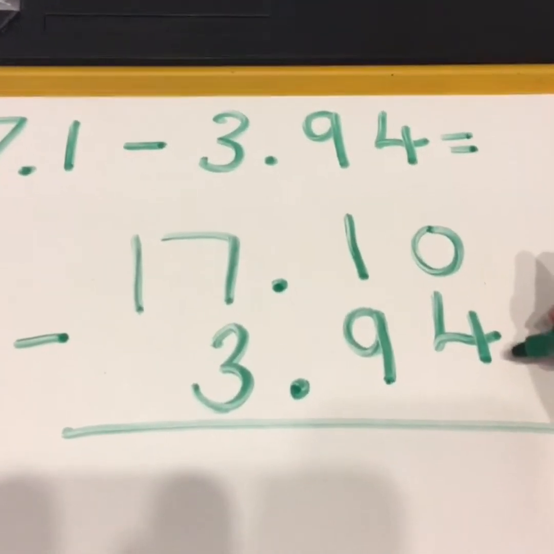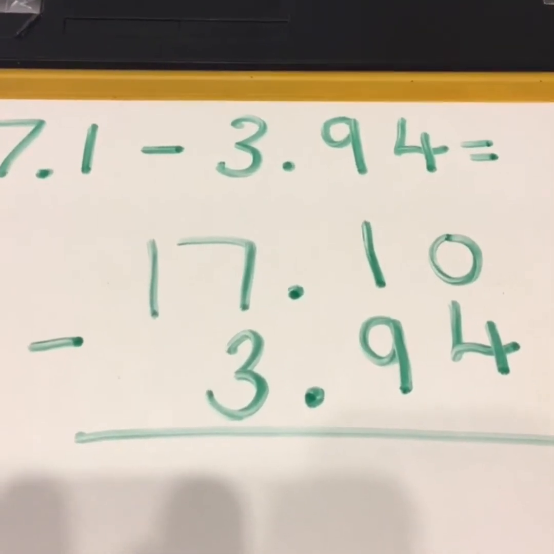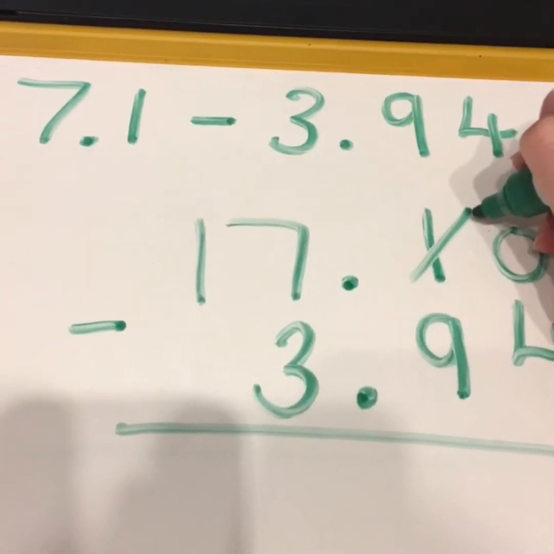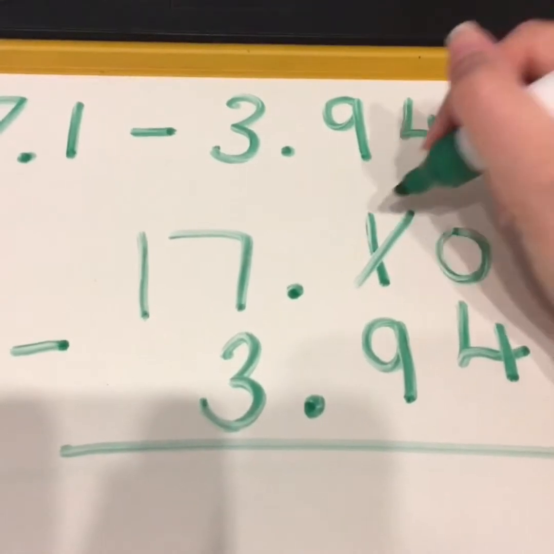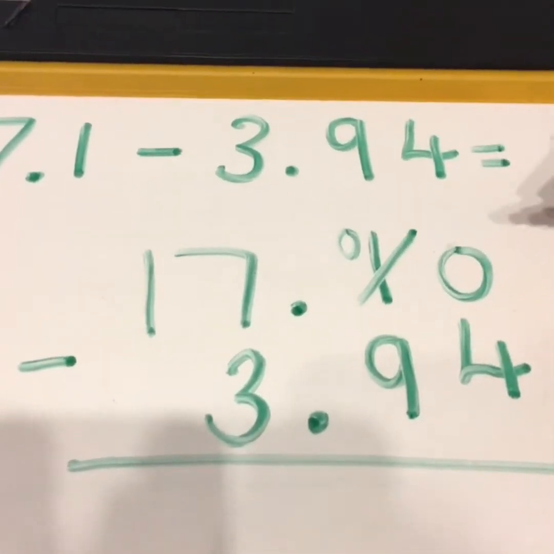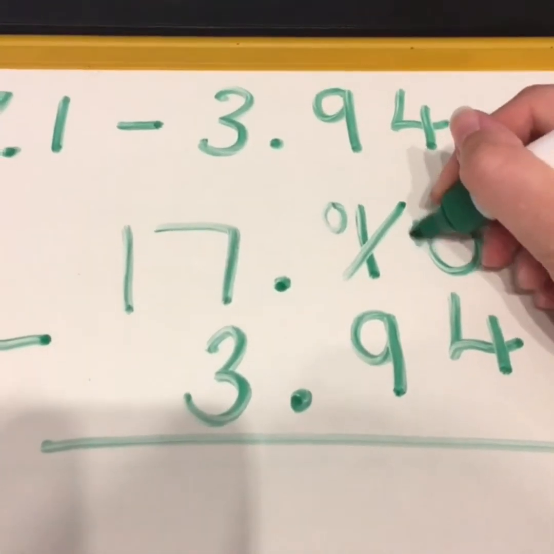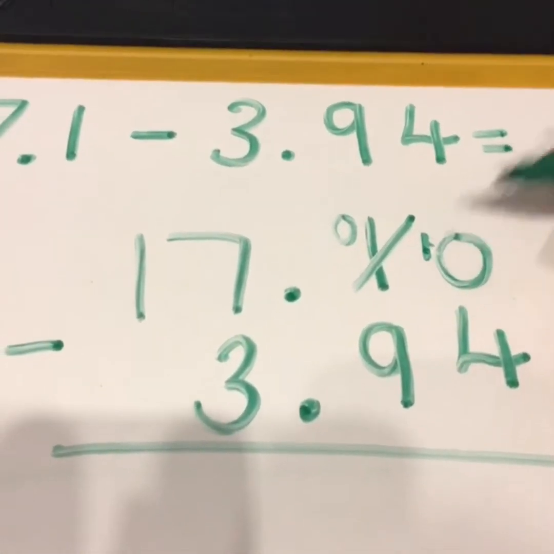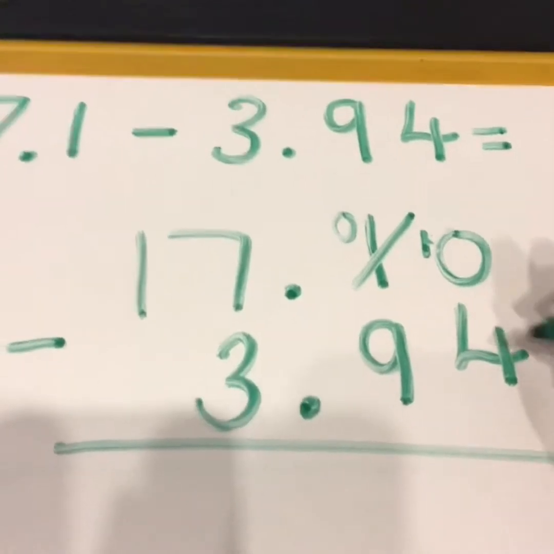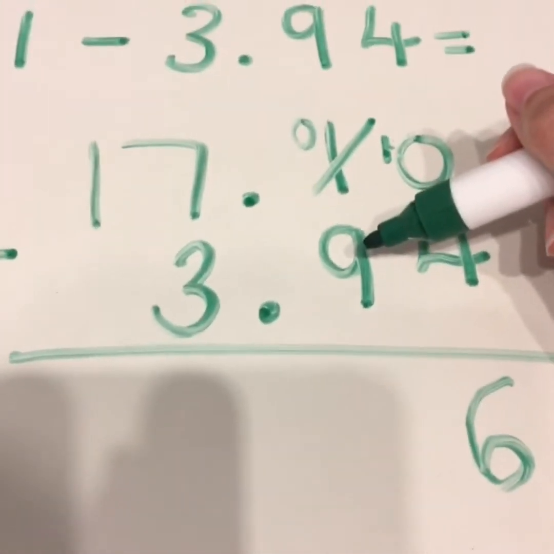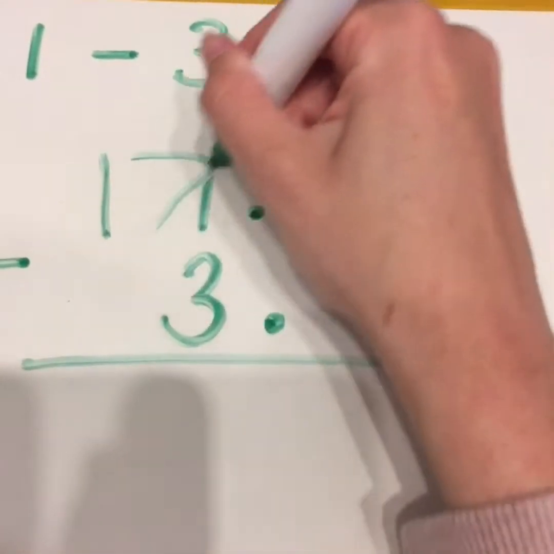0 take away 4. I can't do it. If I had no sweets, I couldn't take away 4. So I go next door, I take that 1/10, so now I've got 0, and I take this 1/10 and I rename it as 10/100ths. I'm going to put a 1 there to make the number 10, so now I've got 10/100ths. 10 take away 4 would be 6/100ths. 0/10 take away 9. Well, I can't do that, so I'm going to go into the ones column.